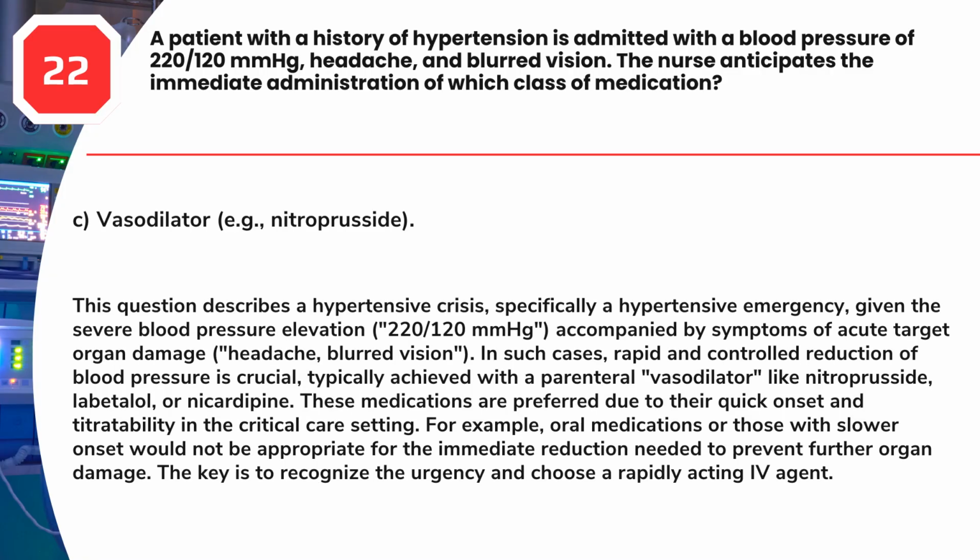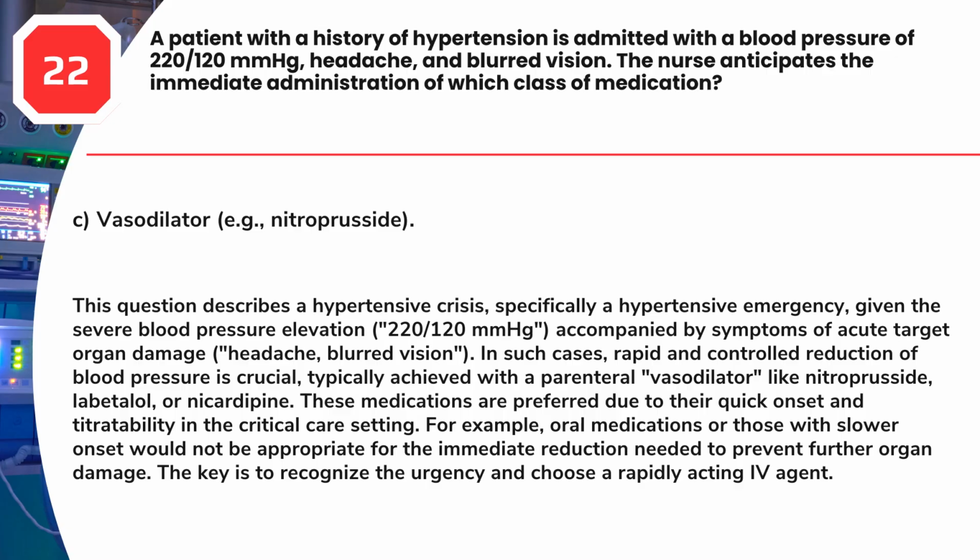Answer C. Vasodilator, for example, nitroprusside. This question describes a hypertensive crisis, specifically a hypertensive emergency, given the severe blood pressure elevation, 220/120 mmHg, accompanied by symptoms of acute target organ damage, headache, blurred vision.